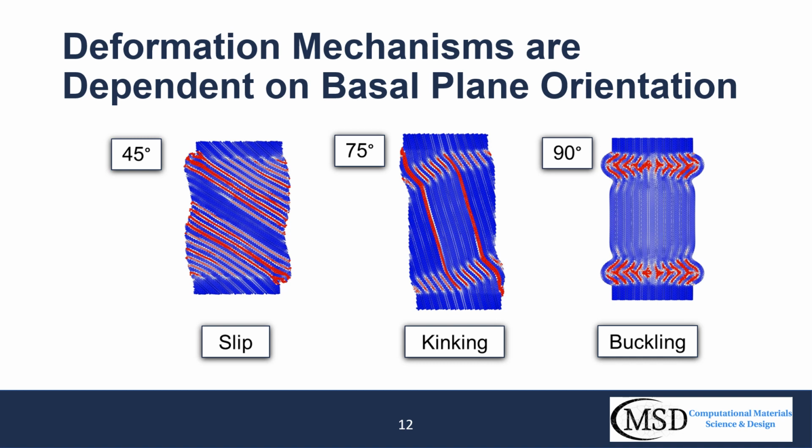At 45 degrees, we see that the nanopillar is deforming by a classical slip mechanism similar to what we see with metallic nanopillars. Very interestingly, at 75 degrees, the pillar does still slip, but because the dislocations are trapped within the structure due to the high angle, they've arranged themselves into these dislocation arrays like we have seen experimentally in TEM images to form this kinked structure. And then at 90 degrees, when we have no basal slip, the nanopillar ultimately fails by buckling of the layers.